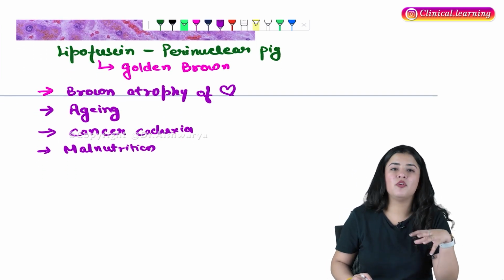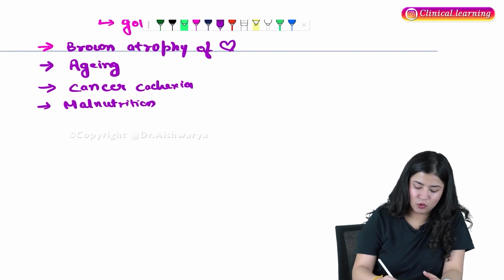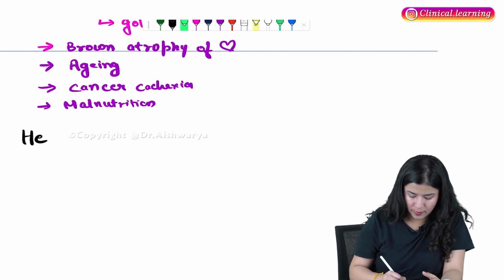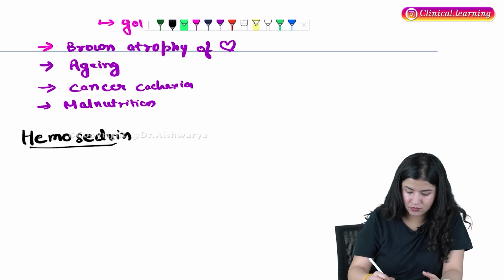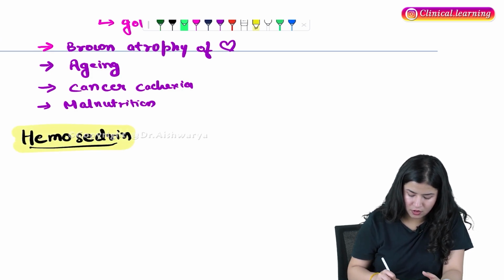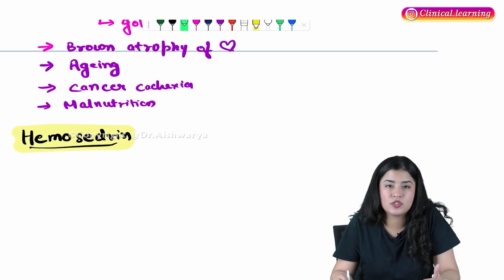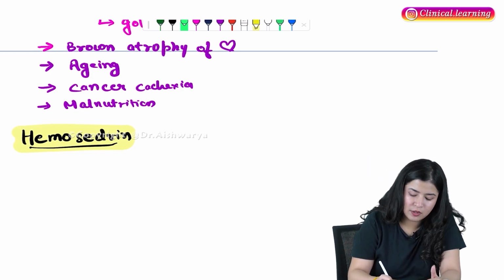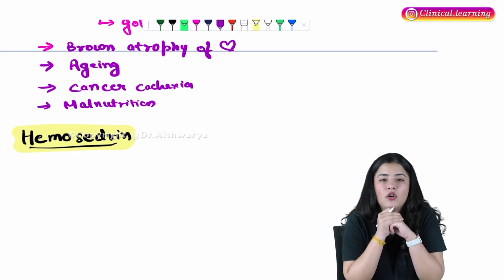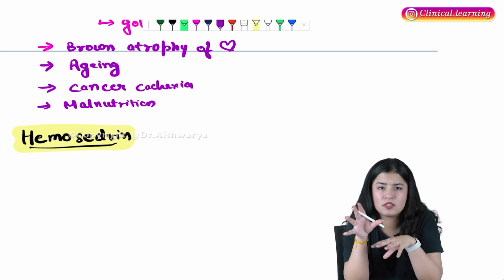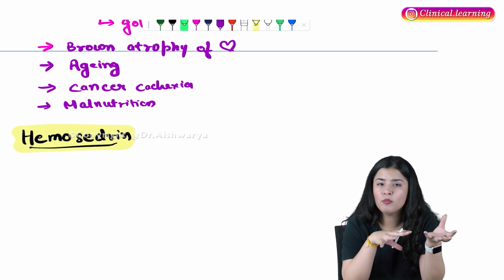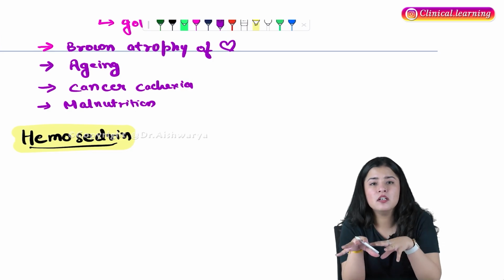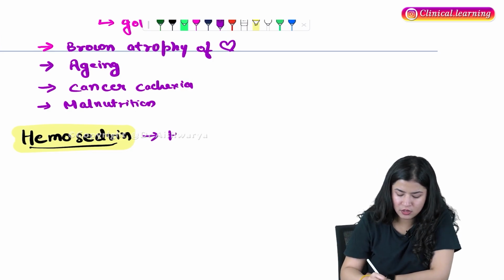Now the second pigment we are going to discuss is hemosiderin. Now what is this hemosiderin? It is a hemoglobin derived pigment. Okay, when there is hemolysis or repeated blood transfusion, then this pigment can form and it will deposit in the cell. So it is what? It is a hemoglobin derived pigment.